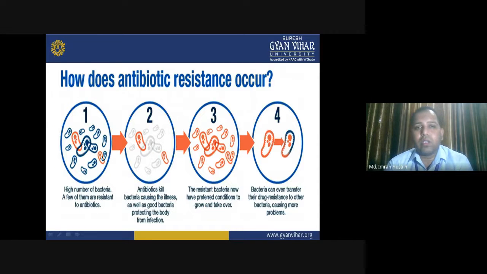So, how does antibiotic resistance occur? The first thing is that among a high number of bacteria, a few of them are resistant to antibiotics. The second is that antibiotics kill the bacteria causing illness as well as good bacteria protecting the body from infection. Third, the resistant bacteria now have preferred conditions to grow and take over. Fourth, bacteria can even transfer their resistance to other bacteria, causing more problems.